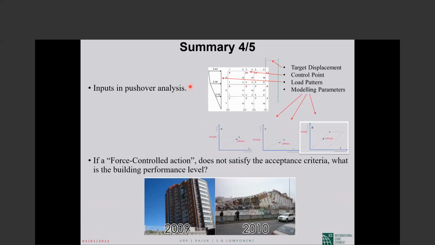So what are the inputs in pushover analysis? We have these four: target displacement, control point, load pattern, and the most important is the modeling part. Again, just like the linear analysis, if in a nonlinear analysis a force control action does not satisfy the acceptance criteria, what is the building performance level? Fail, collapse. So no performance level.